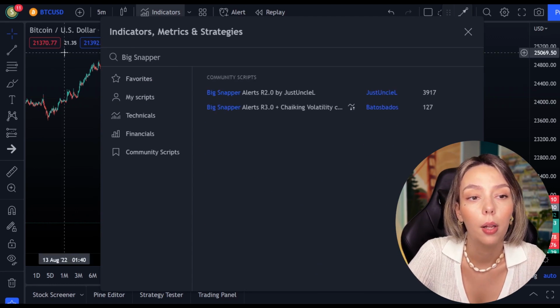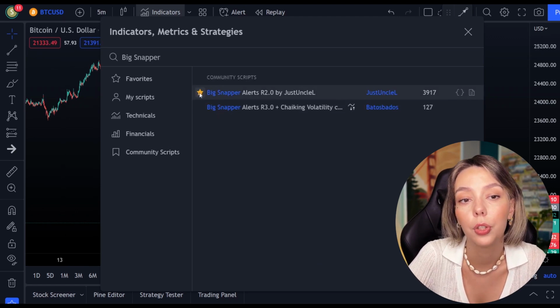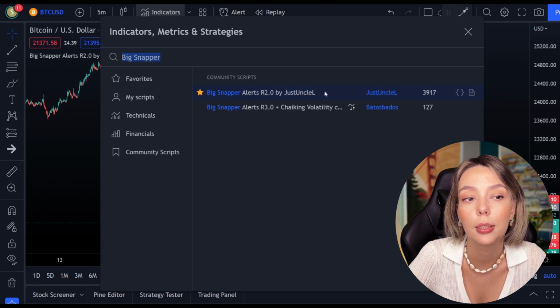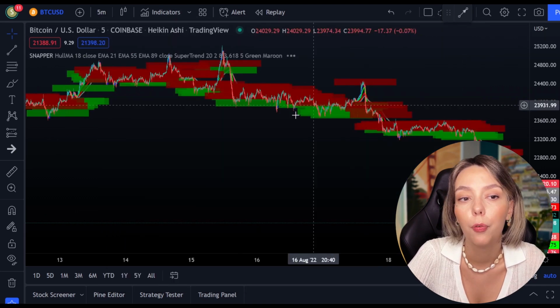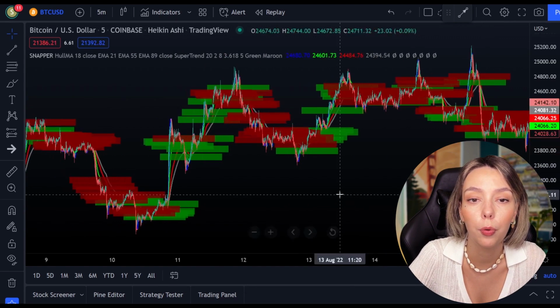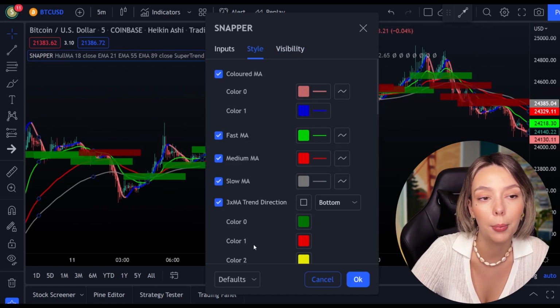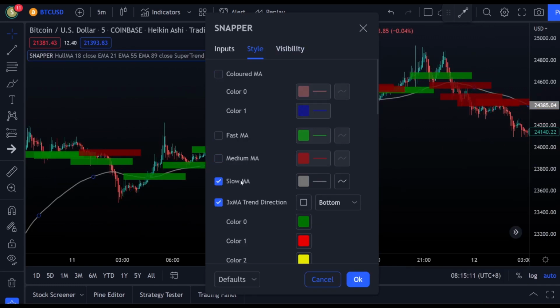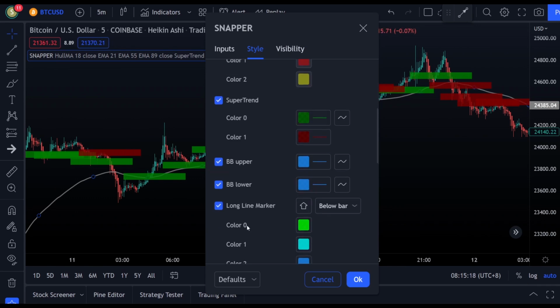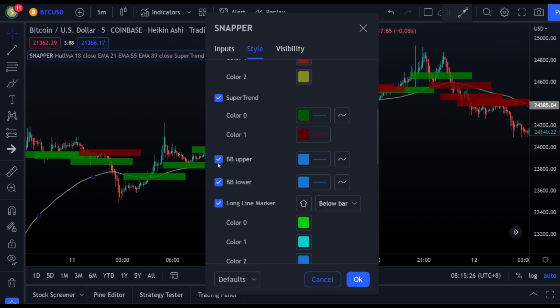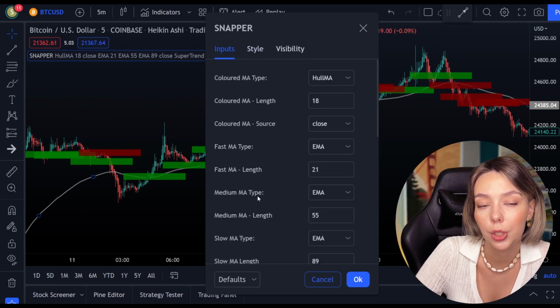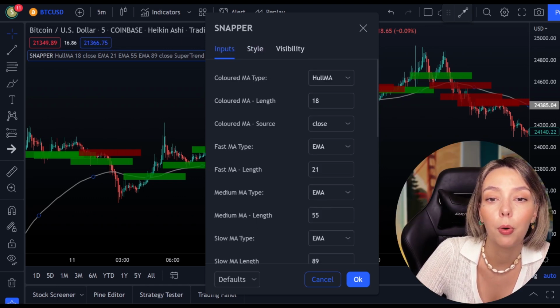Big Snapper alerts by Just Uncle, so for the strategy to be ready we need to make some adjustments to the indicator. First, in the style section, let's remove all the lines except for this slow MA. We are not going to change their inputs, we are just going to leave them on default.